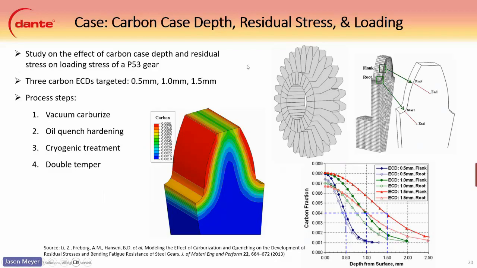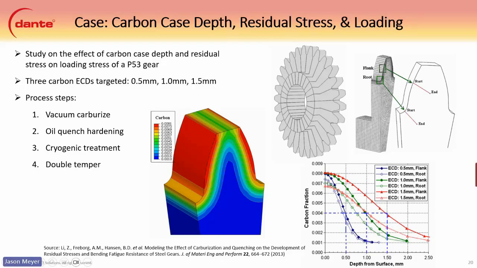Okay, so that was a simple model, and then we have another case here. This was from a paper that was done in 2013. Again, the sources are on our website if you'd like to see them in the publication section. This study looks at the effect of the carbon case depth. Like we talked about, you make sure your case depth is deep enough so you don't have to worry about the tension under the case during loading. So three carbon case depths were targeted here: 0.5 millimeter, 1 millimeter, and 1.5 millimeter. And you can see the carbon fraction profile in the flank and in the root path plots for this work.